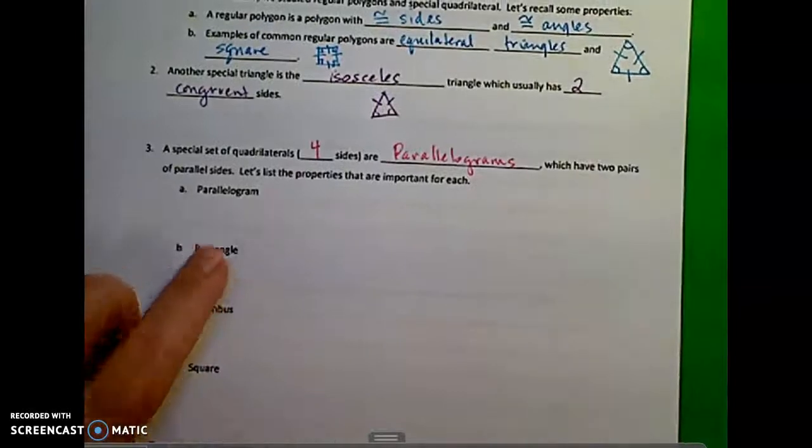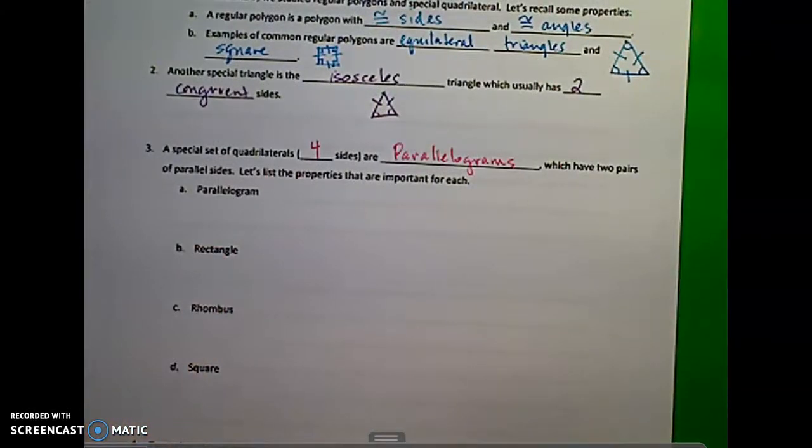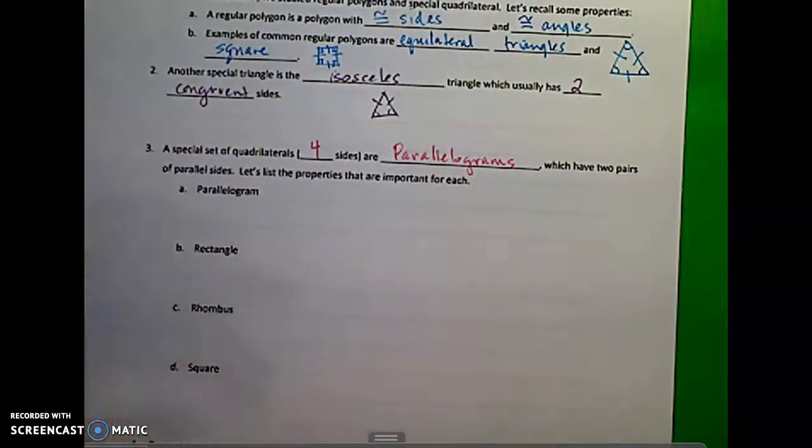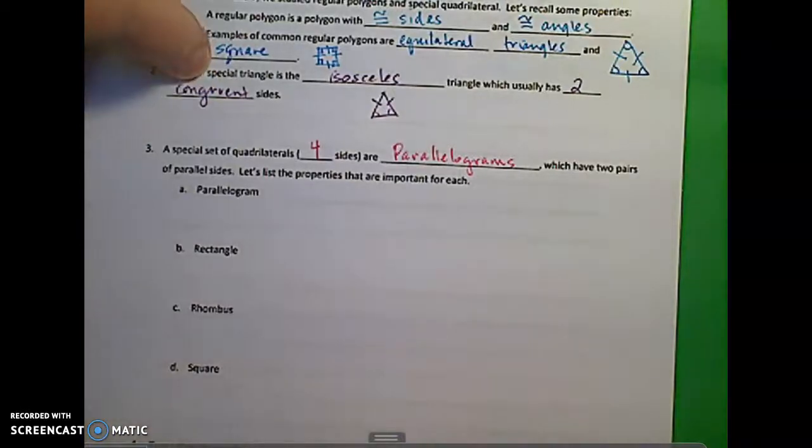Let's list the properties that are important for each of these parallelograms. Now, ultimately what we're going to be trying to do is to look at a shape on a coordinate plane, use the ordered pairs that are at each vertex, and get the side lengths, get the slopes of the sides, and determine which shape that we're dealing with.